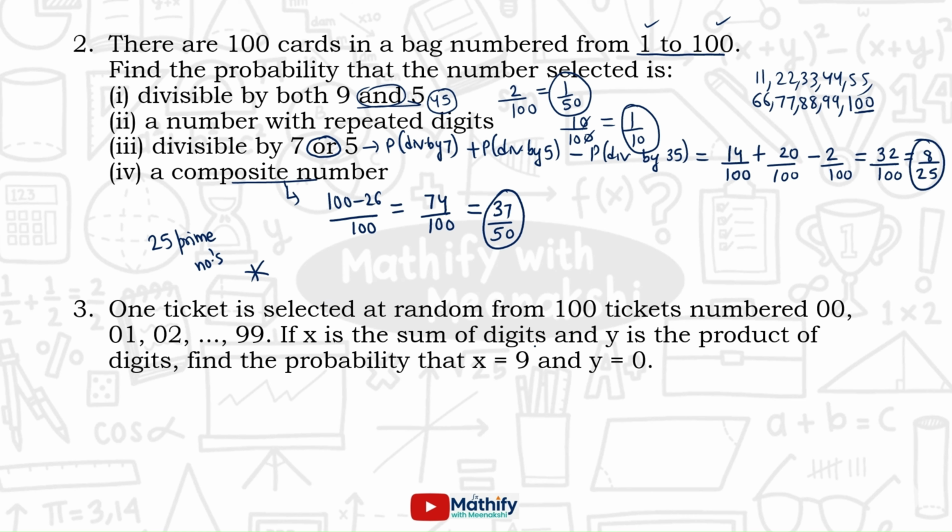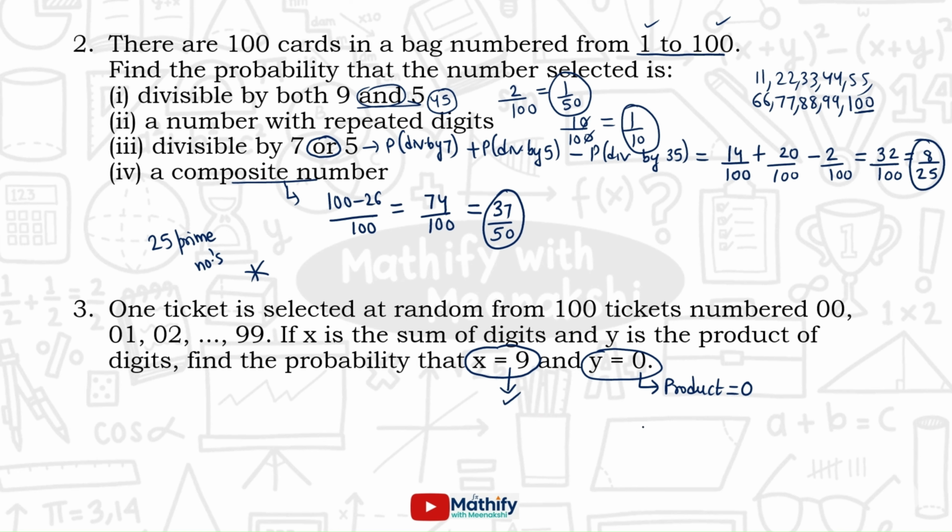If x is the sum of digits and y is the product of digits, find the probability that x is 9 and y is 0. Just focus here that the product is 0. The product is 0 when one of the digits is 0, so we can take 00, 01, 02, 09 and 10, 20, 30. But here there is one more condition, that the sum should be 9.